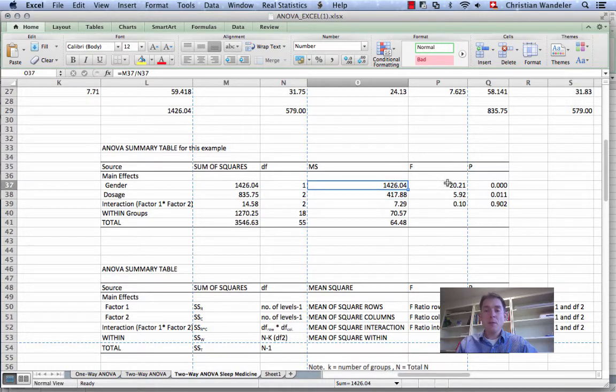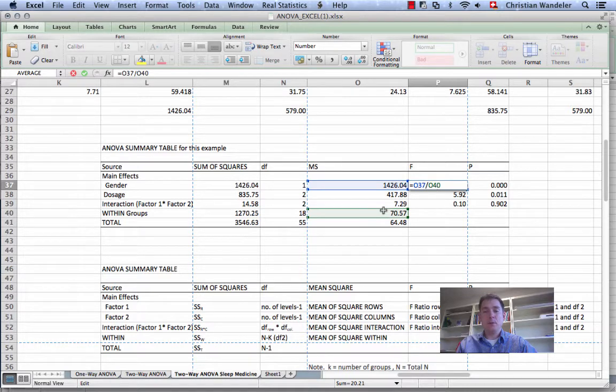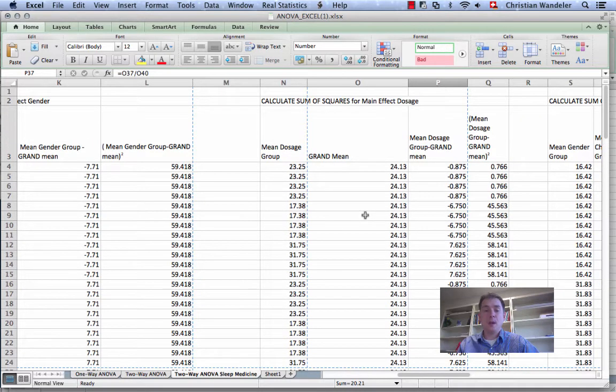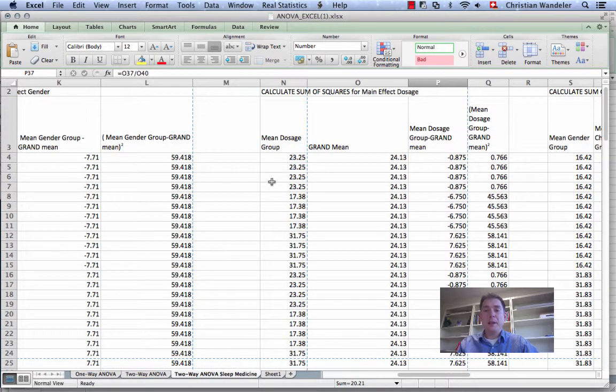And here, to get the F ratio, we divide the 1426 by the mean squares within. Right? And mean squares within we got by dividing the sum of squares by degrees of freedom, which gives us the mean squares. So same principle as in the one-way ANOVA. Time to move on to the next effect, the main effect for dosage.